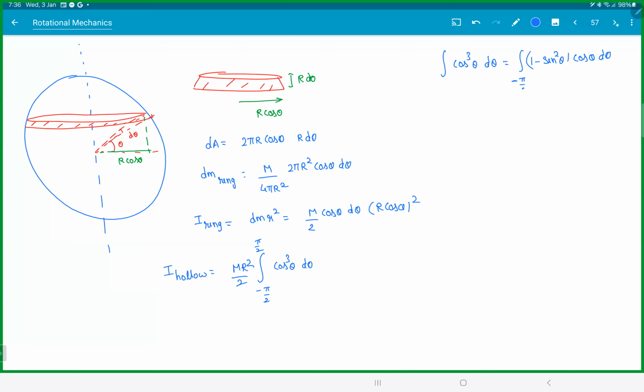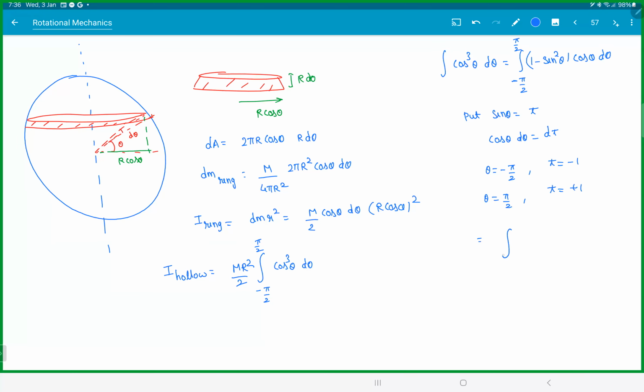But for now, it might look a little scary, but it's manageable. So what you do, integration by substitution, put sine theta is equal to t. And if you differentiate this, you get cos theta d theta is equal to dt. When theta is -90, t's value is -1. When theta is +90, t's value is +1.